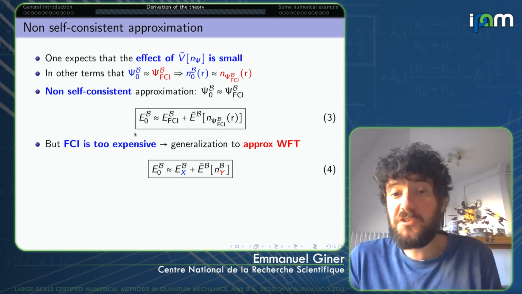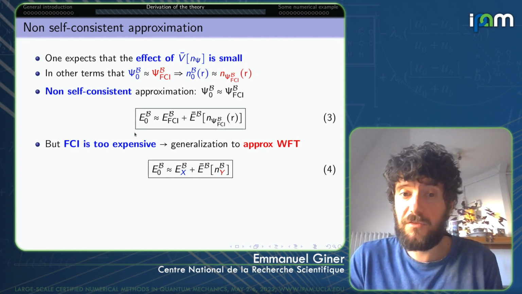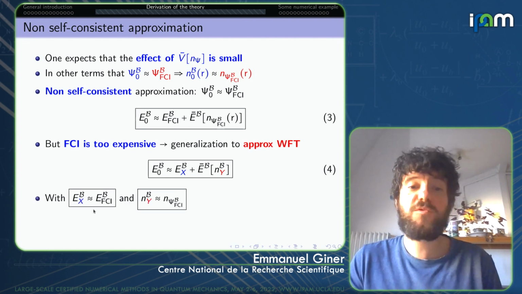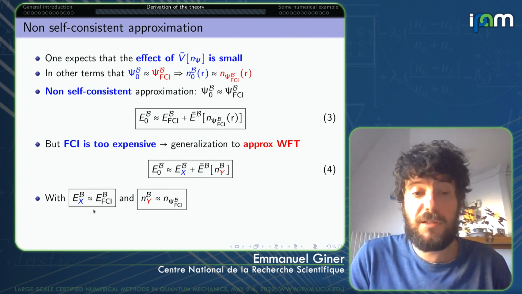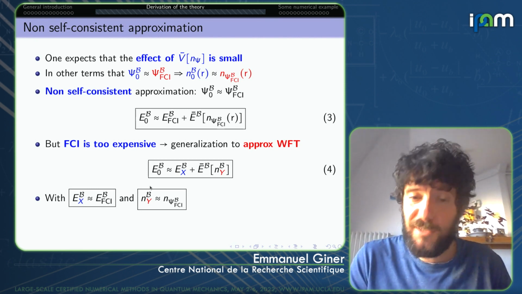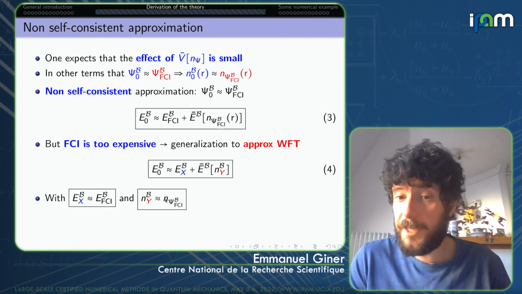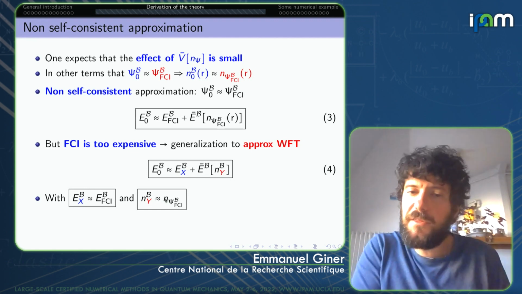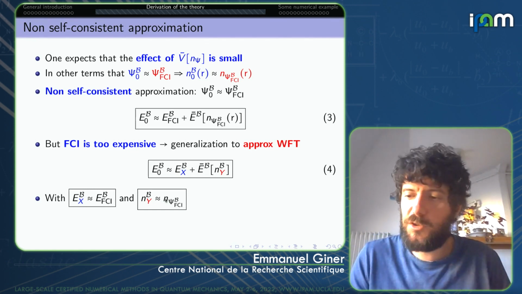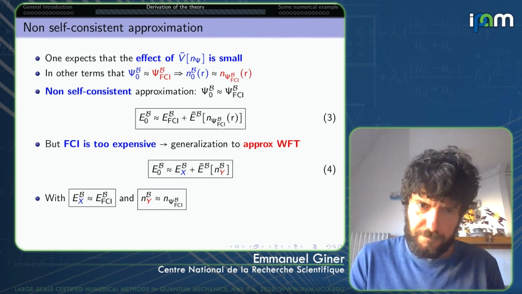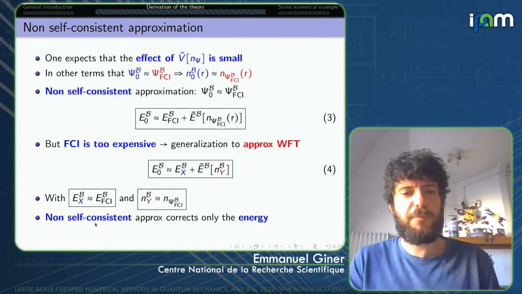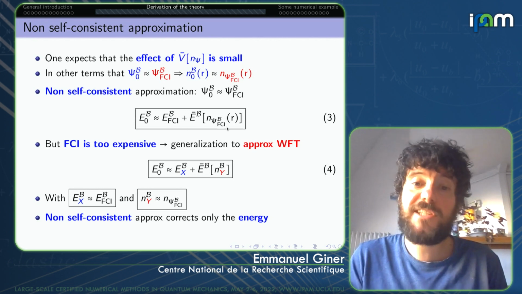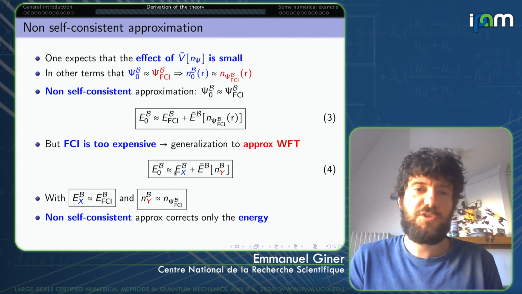Okay, so therefore we just make a generalization to approximated methods. So essentially, we are going to approximate the full CI energy by the energy of some method X, and then we are going to approximate the full CI density by a method Y that doesn't have to be different. The only thing is that they have to do the job. That's essentially the main thing. So here, in the non-self-consistent approximation, you only add a scalar, just an energy, okay? So you correct only the energy and not the wave function.